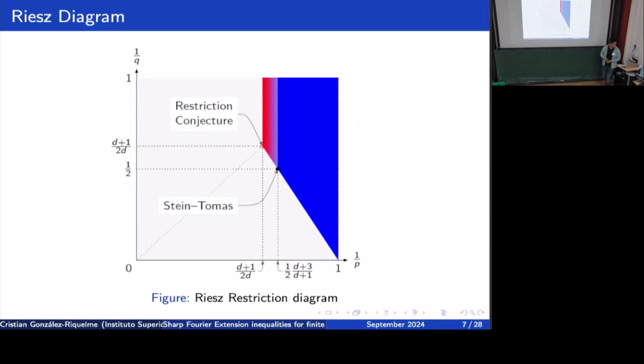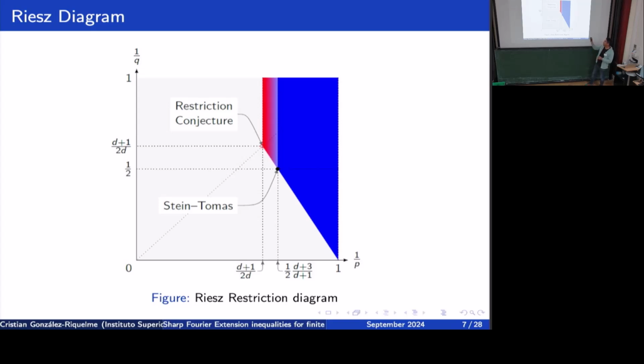So I stole the diagram from somewhere about the restriction conjecture. In the blue section we have what we know since Stein-Thomas. These are the exponents for which we already know the restriction conjecture. There is a red section which is open, and slightly to the right a small region which was solved, but with more sophisticated methods.